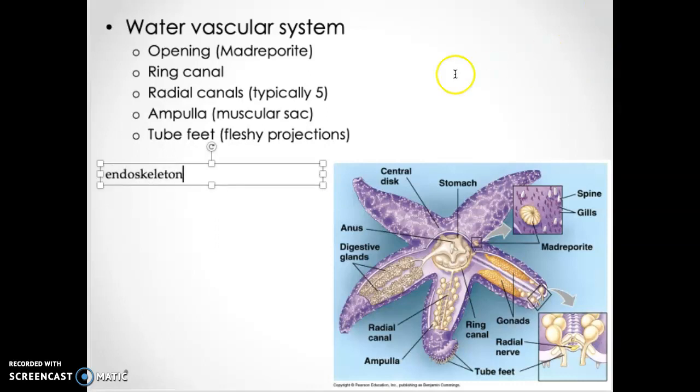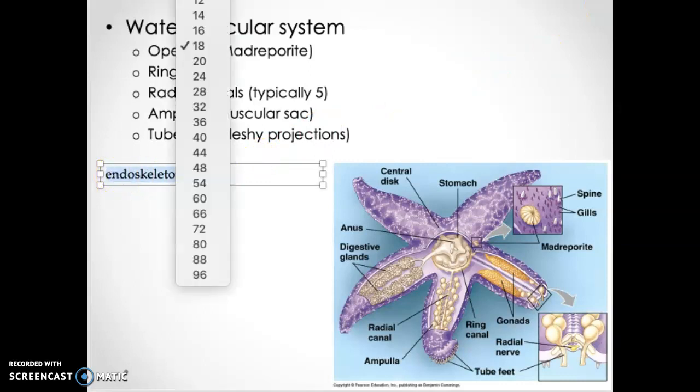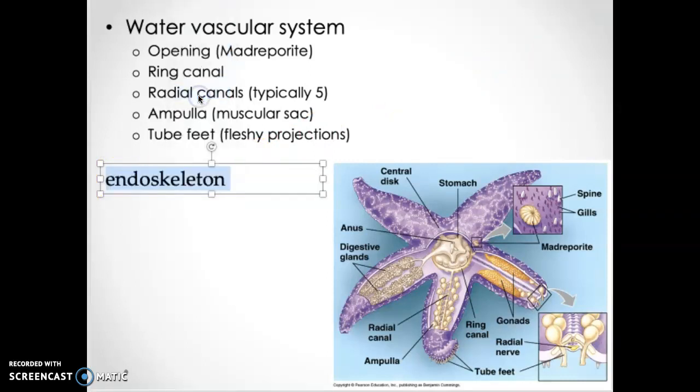All right, I've got to increase the font. All right, another big feature. Everybody in Echinodermata has an endoskeleton. As weird as that may seem, endoskeleton means internal. It sits underneath.